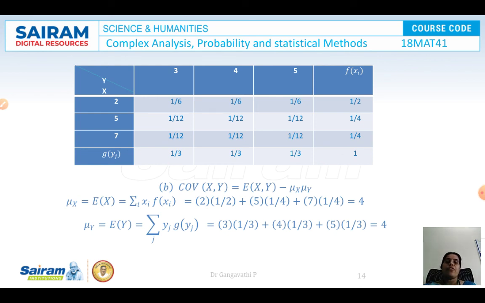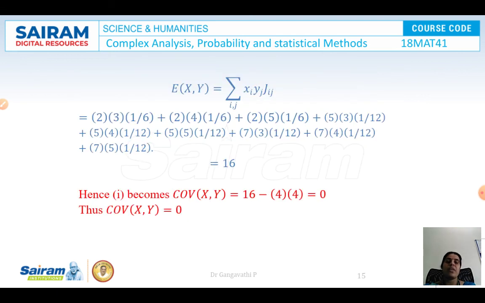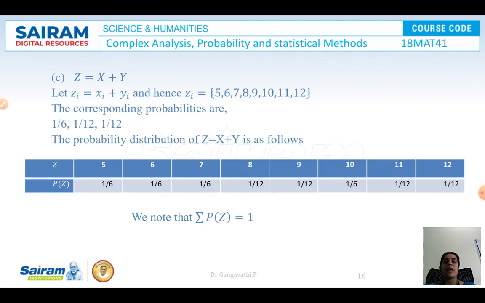Then we have to find the covariance, which is E of xy minus mu x mu y. So we have to evaluate mu x and mu y first. And we know very well the formula, which is xi into f of xi. Substitute the values for i and suitable values for x and y. We get this. And mu y is yj into g of yj. Expanding the summation and substituting the values, we get that. And E of xy is summation over i, j of xi yj into jij. Substitute and simplify the values, which gives the answer as 16. So the covariance is 16 minus 4 into 4, which is 0. Covariance happens to be 0.